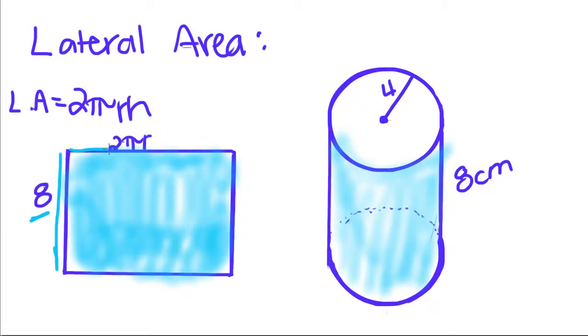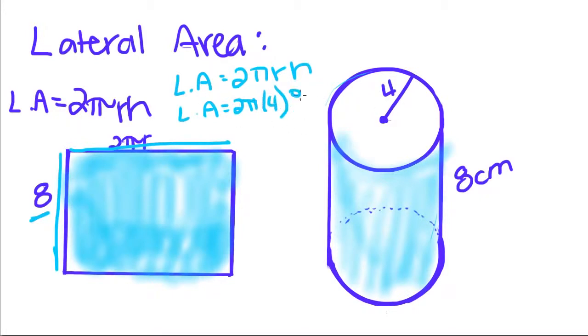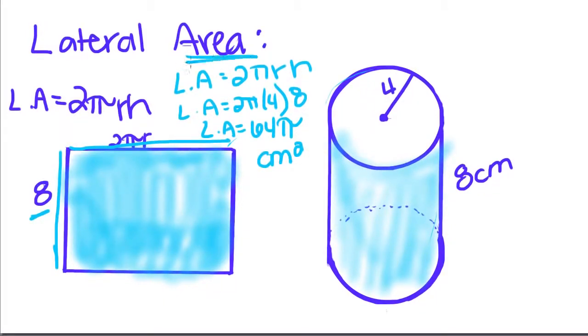And the width of this rectangle is going to equal the circumference of the circle, because if we unwrapped it, we'd have a width of 2 pi r. So that's why when we find lateral area, it's equal to 2 pi r times height. So the lateral area for this is equal to 2 pi times our radius, which is 4, times our height, which is 8. So 2 times 4 is 8, times 8 is 64. So this is 64 pi centimeters squared, because area is always centimeters squared.